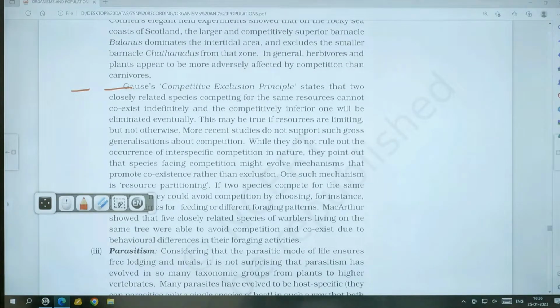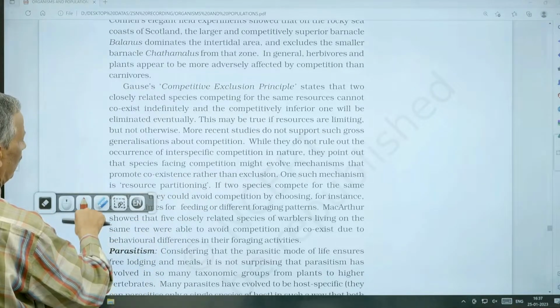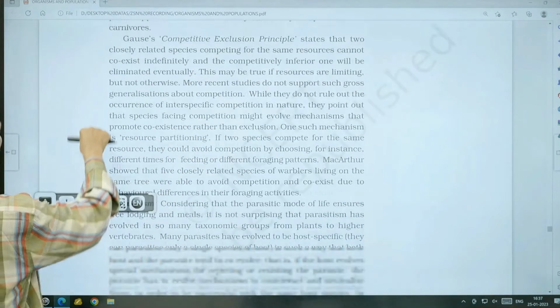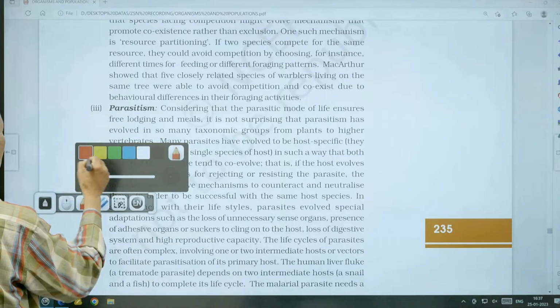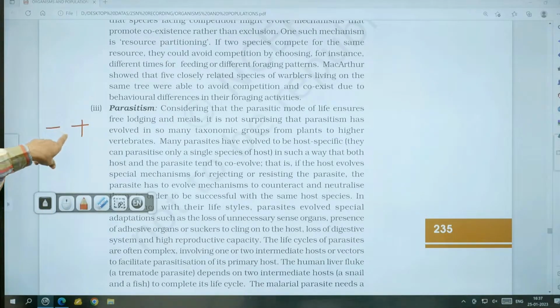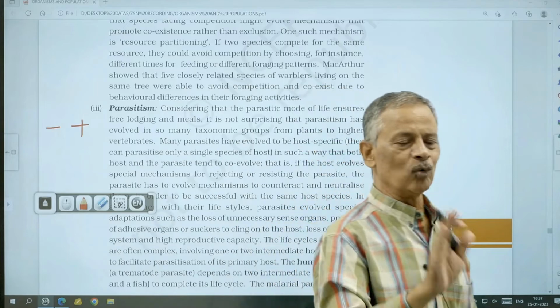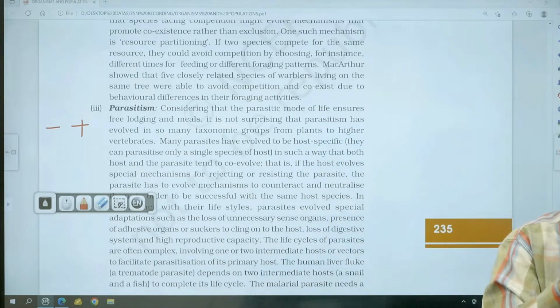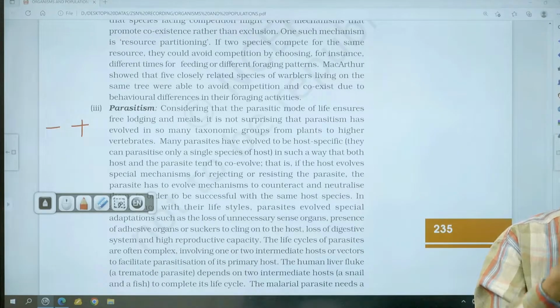Then comes parasitism. Parasitism is an interaction where one member acts as the host, which is always harmed. So one is always getting harmed, the other one is getting benefit. The one which is getting benefit is the parasite. You have ectoparasites and endoparasites. No parasite will do any benefit to the host. It always takes benefit out of the host and does some harm.